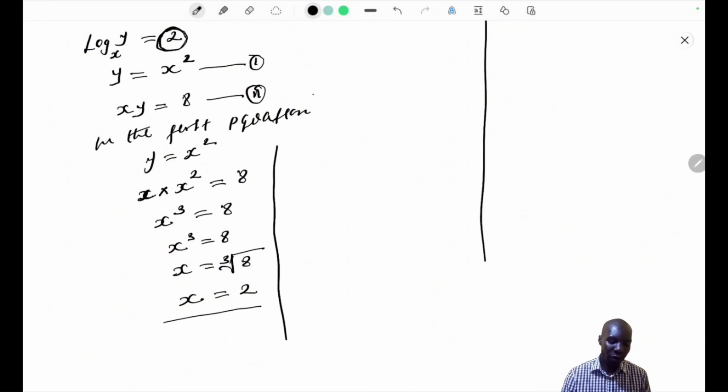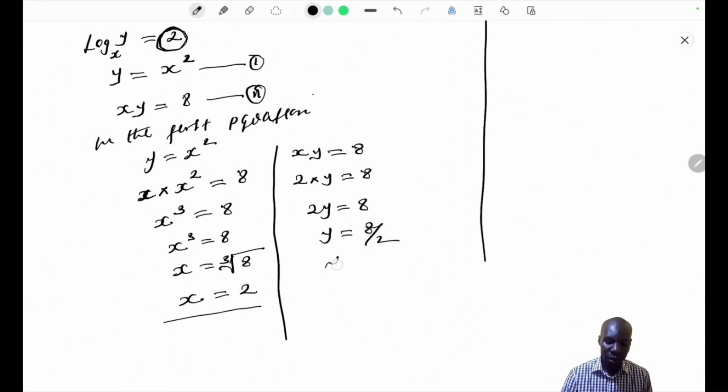Now what is the value of y? We also know that x times y is equal to 8 according to the second equation. X times y is equal to 8 and x is 2, so 2 times y should give me 8. 2y should be equivalent to 8. Y should be equal to 8 over 2. Y should be equal to 4. And that is how that question is supposed to be done.